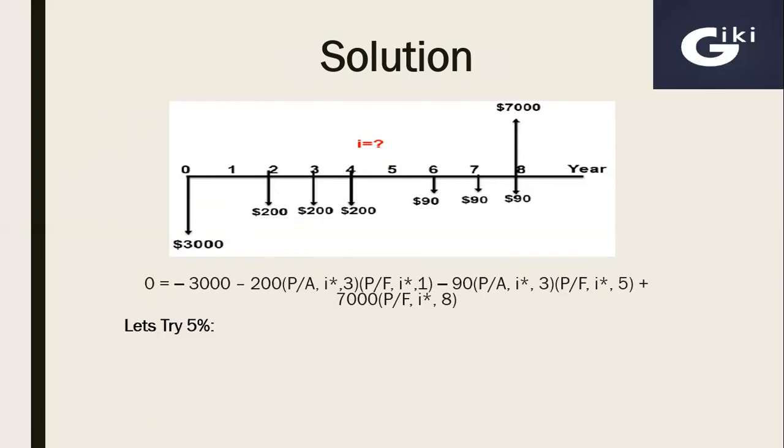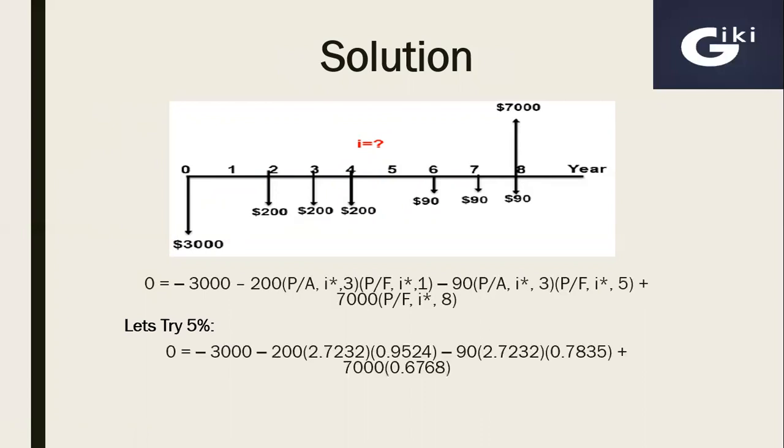Now we need to start guessing the rate of interest, for which we'll have one positive present worth and one negative present worth. Let's try with 5%. By using 5% rate of interest, P over A factor for 3 years is 2.7232, and P over F factor for 5% and 1 year is 0.9524. And P over A factor for 5% and 3 years is 2.7232, and P over F factor for 5% and 5 years is 0.7835, and P over F factor for 5% and 8 years is 0.6768.